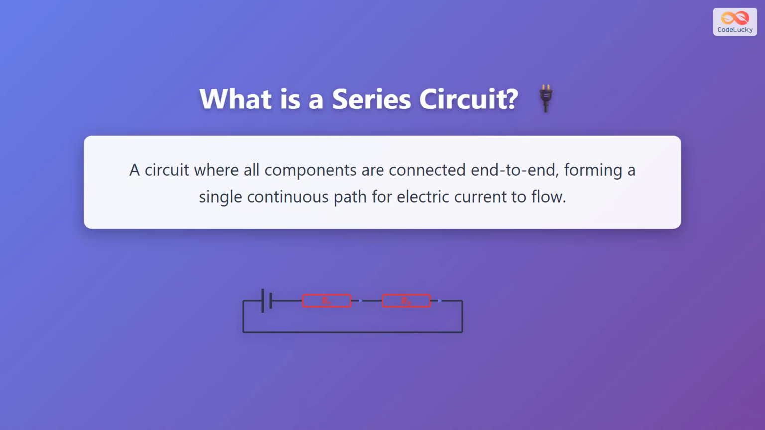A series circuit is a circuit where all components are connected end-to-end, forming a single continuous path for electric current to flow. Think of it like a train moving along a single track with no alternative routes. The current must pass through each component one after another in sequence. In the circuit shown, current flows from the battery through resistor 1, then through resistor 2, and returns back to the battery.